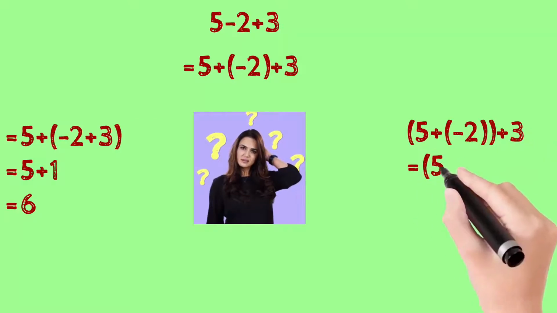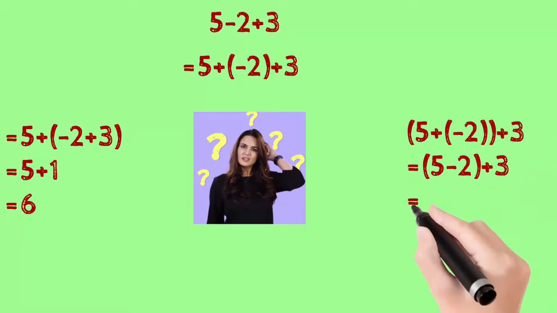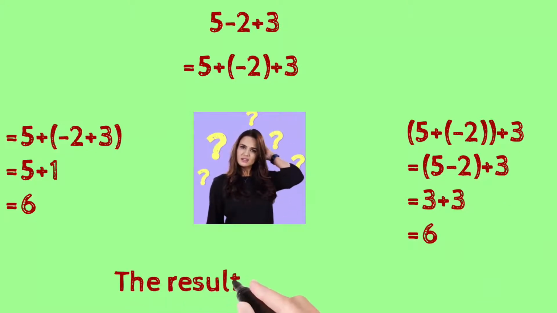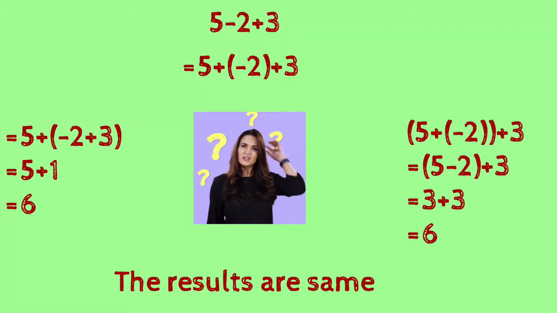Whereas 5 plus of minus 2, that is 5 minus 2 plus 3, that is again 3 plus 3, that is equal to 6. So we have the same answer and that is the right answer. So the results are same. So to make a subtraction operation associative, let us take plus and take the number as a negative number. The same way, multiplication operation is associative, but division operation is not associative.